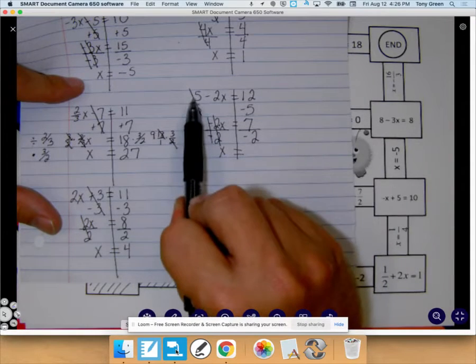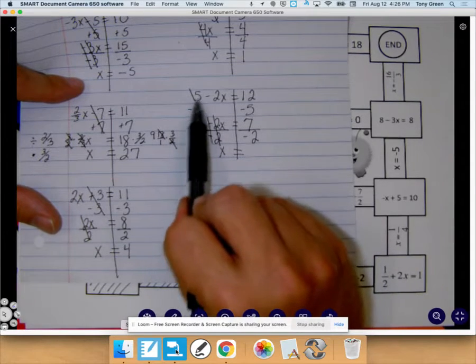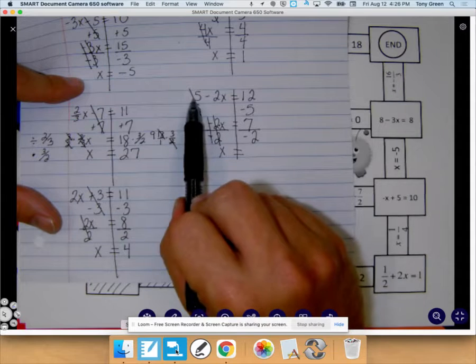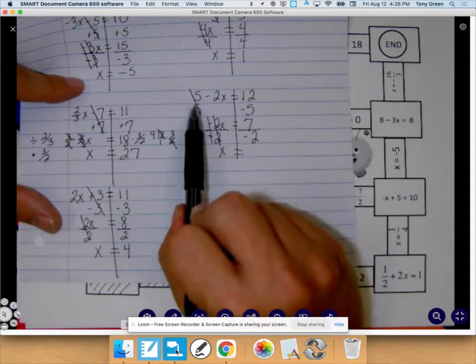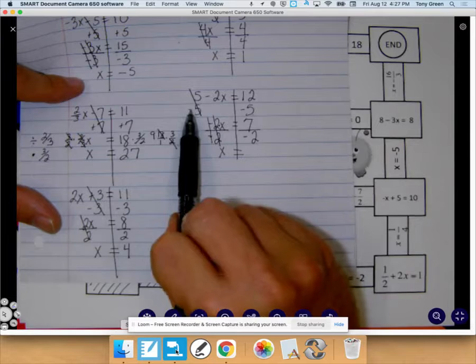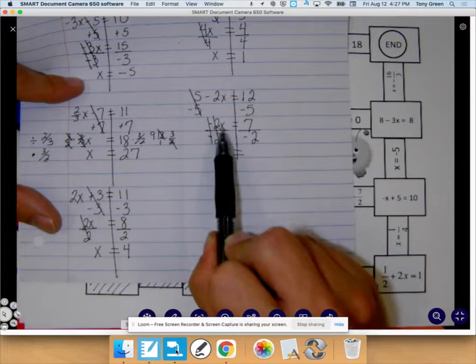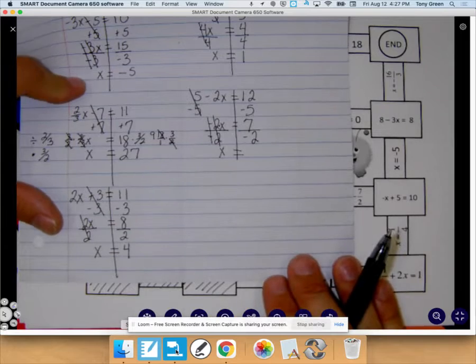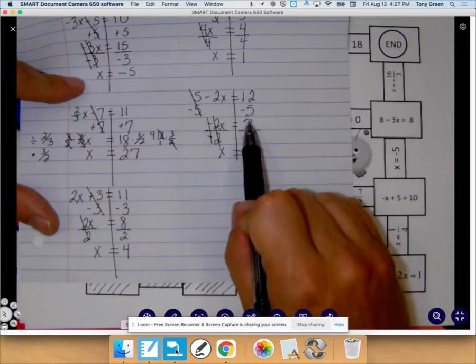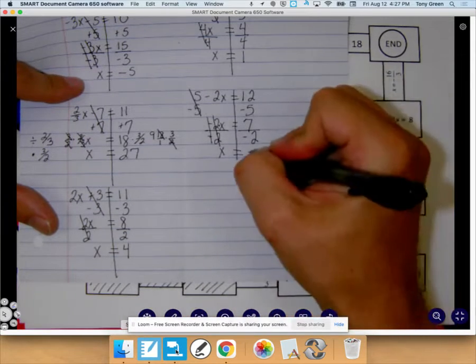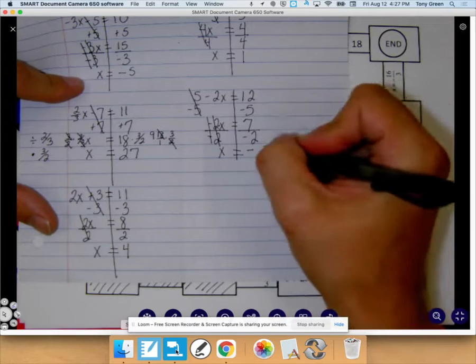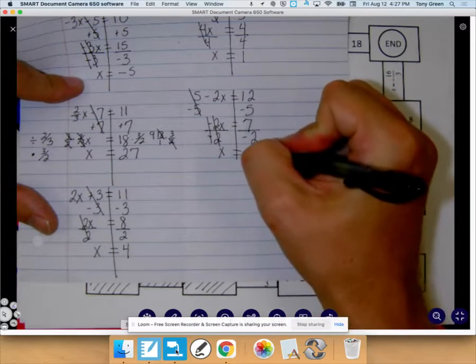5 is positive, and it's connected by addition and subtraction, so that's why we just use an opposite sign. Positive, we get rid of it with a negative. Here, the opposite operation is the opposite of multiply, which is divide. So you just got to be careful with that. Now, positive divided by negative is a negative. 7 divided by 2 doesn't go in evenly, so we'll just leave it 7/2.